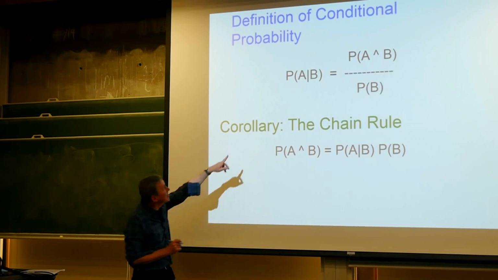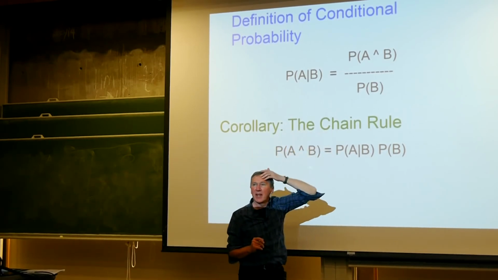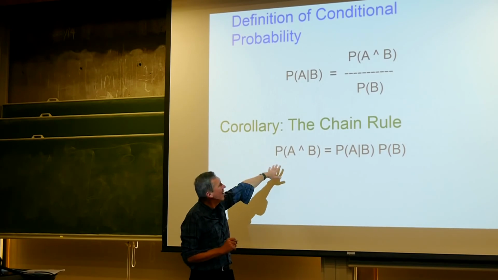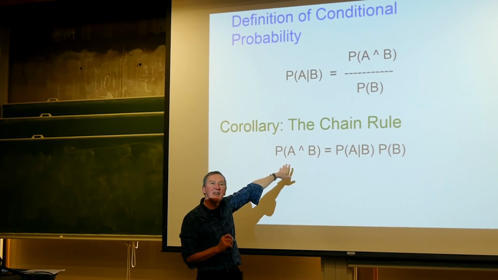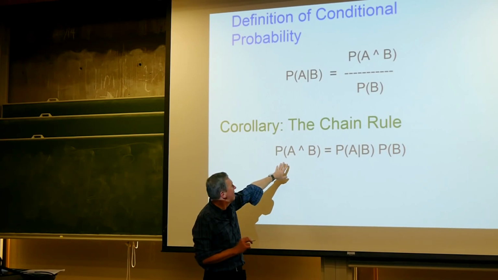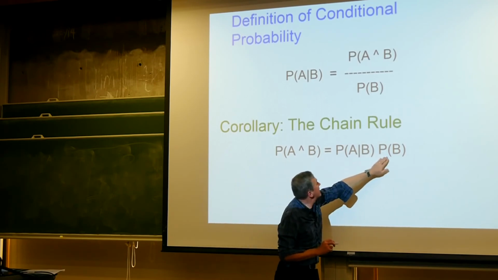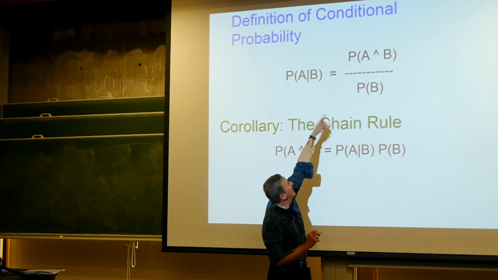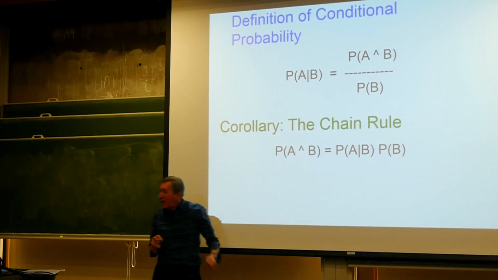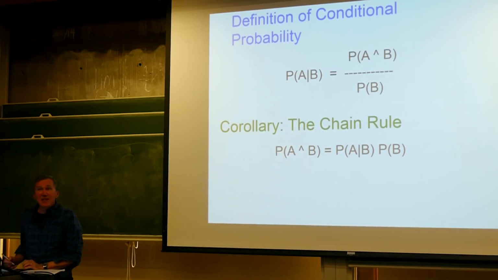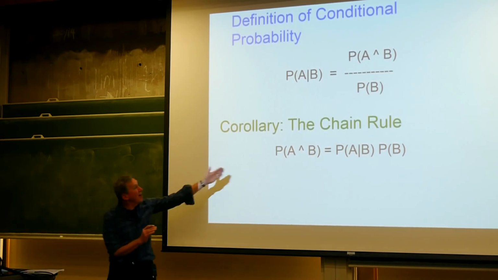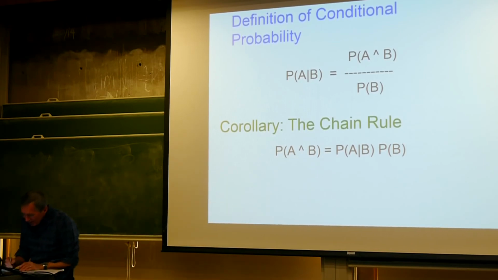A corollary of this definition of conditional probability is what we call the chain rule, which says that if we want to know the probability of the conjunction of two things, we can factor it this way. You can see it up there. It's just multiply both sides by P of B. But actually, this chain rule we'll use much in this class, in particular when we talk about Bayesian belief networks. And in its more general form, it applies not just to pairs of things, but to any length conjunction.